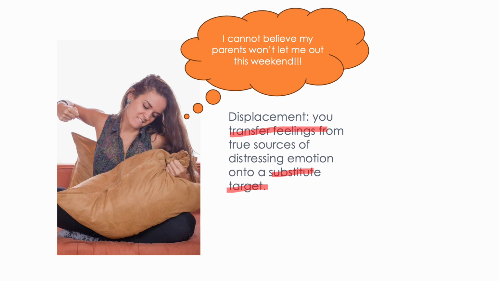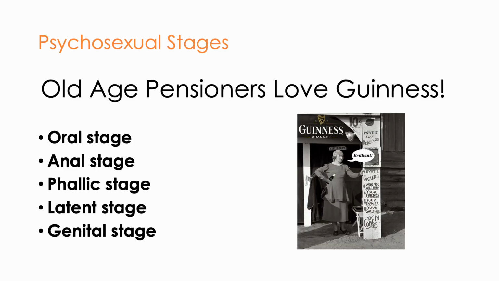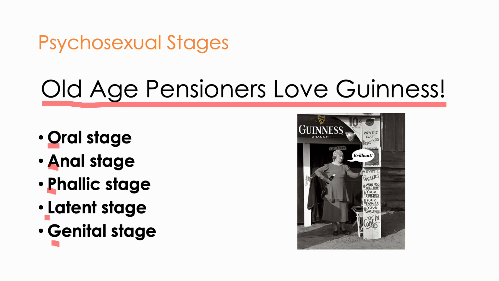And then moving on now to psychosexual stages, which is quite a chunky part of the psychodynamic approach. So you've got 5 different stages: oral, anal, phallic, latent and genital stage, all of which you need to know. And the best way to remember it is through this little statement: old age pensioners love Guinness, giving you the first letter of each of the stages. But let's have a look at what the stages actually involve.